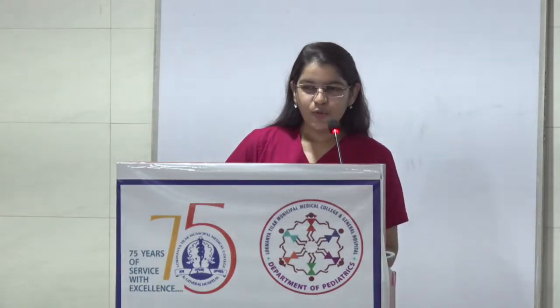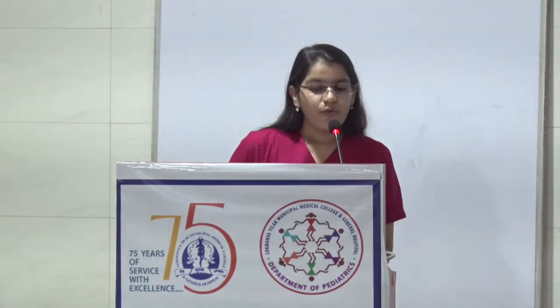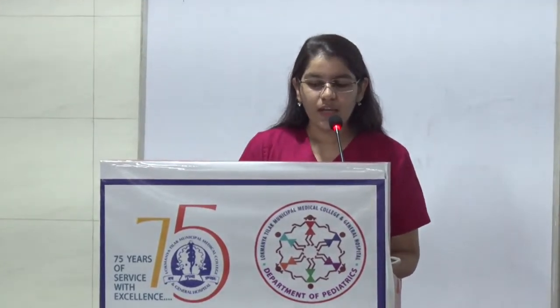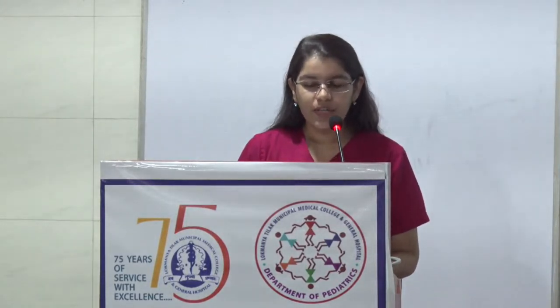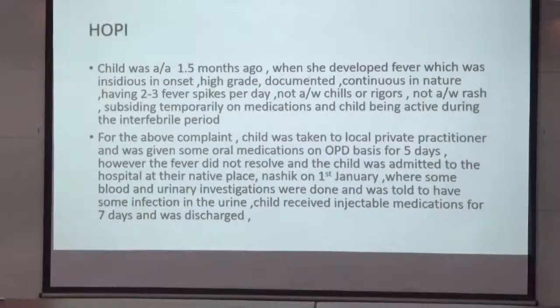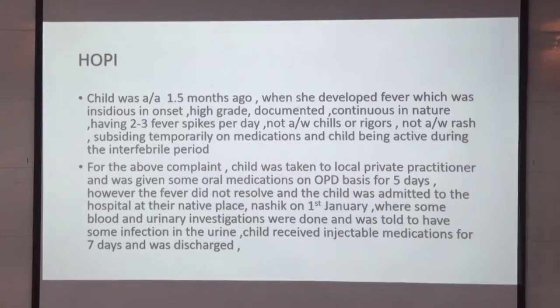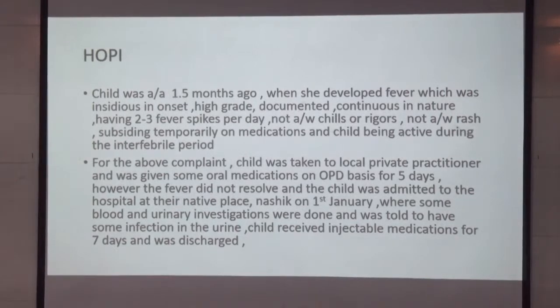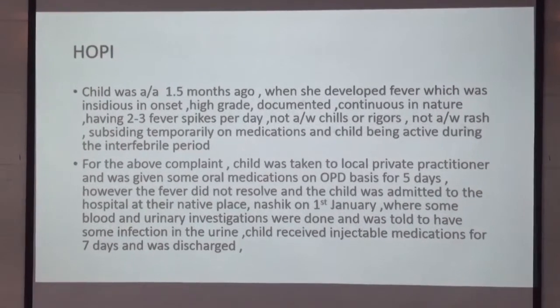Good evening, everyone. So we start with the case. A 1 year, 11-month-old girl, second by birth order, born out of non-consanguineous marriage, Rathod by community, Hindu by religion, hailing from Nashik, informant being mother, reliable, brought with complaints of fever for 1.5 months. Child was apparently alright 1.5 months back when she developed fever, which was insidious in onset, high grade, documented, continuous in nature, having 2 to 3 spikes per day, not associated with chills or rigors, not associated with any rash, subsiding temporarily on medications, and child being active during the interfebrile period.